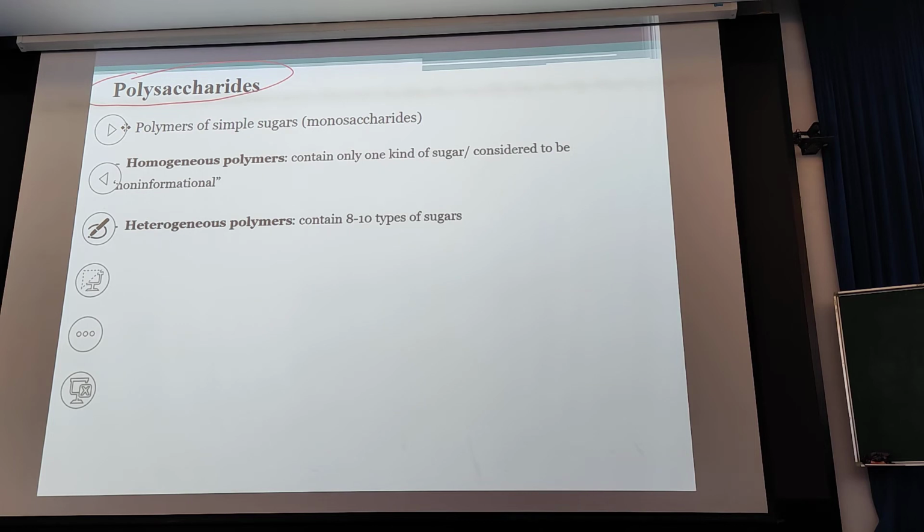The homogeneous polymers contain only one kind of sugar, and because this is only one kind of sugar, we consider them as non-informational. And the other way, we have the heterogeneous polymers. They contain two or more types of sugar. In humans and animals, we have glycogen. And in plants, we have starch and cellulose.